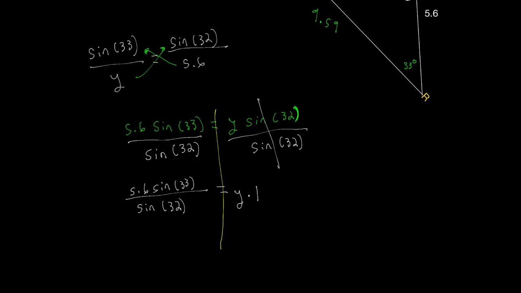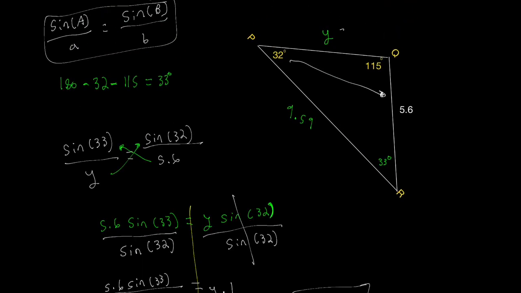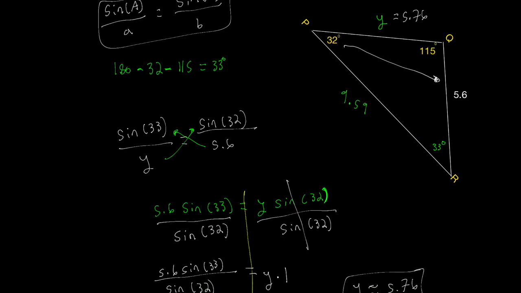I'm going to calculate the numerator first, so y times 1 is y, and 5.6 sine of 33 approximates, so here let me do the squigglies, it approximates to 3.05. And now we're going to divide that by sine of 32. And once I divide by sine of 32, we're going to get that y is approximately equal to 5.76. And that is the length, 5.76. And we are done.